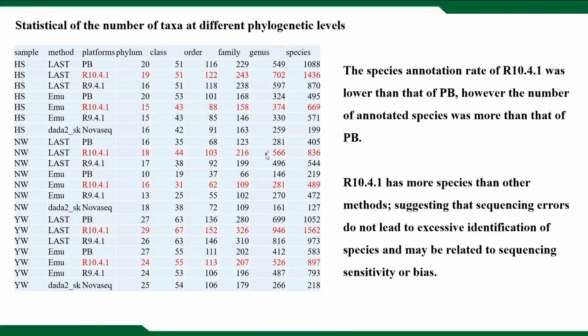Furthermore, the number of species and genus identified in Nanopore R10 was higher than those identified via PacBio. However, the number of annotated species was more than that of PacBio. At the same time, R10 has more species than other methods, suggesting that sequencing errors don't lead to excessive identification of species and may be related to sequencing sensitivity or bias.